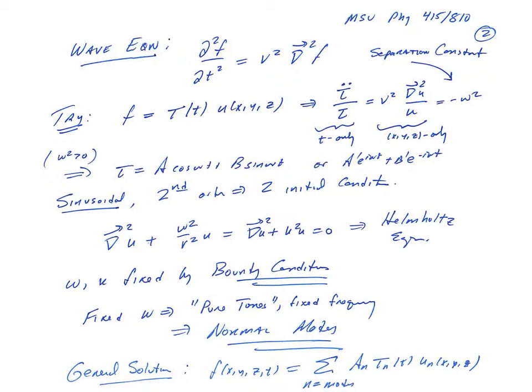So for each normal mode, the solution is of the form a function of time times a function of space, where there's a relationship between the time dependence and the spatial dependence. But in general, since this is a linear equation, if this is a solution, then an arbitrary linear combination of these solutions is also a solution of this equation. And then we can impose the full initial conditions to determine the values of these unknown coefficients. Fixing these unknown coefficients from the initial conditions tells us how the function behaves at all times in the future.